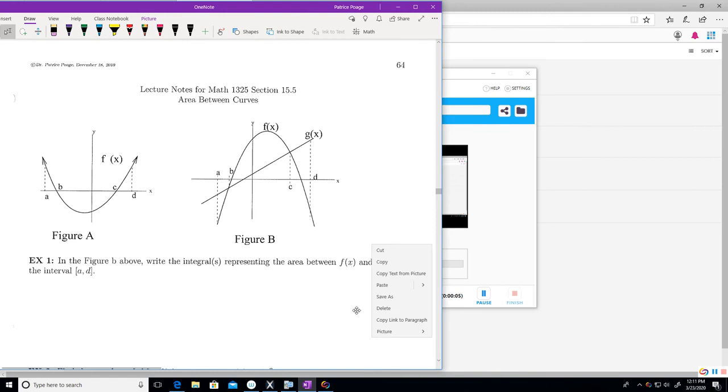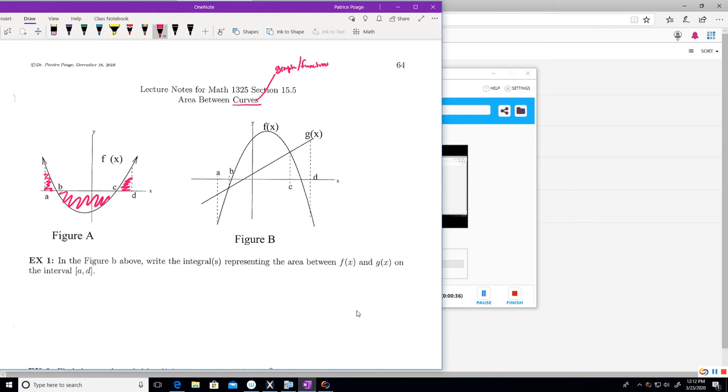This is 15.5, area between two curves. What we did in 15.4 was find the area between a single curve. When it says curves, it just means graphs or equations or functions. So in 15.4, we found the area between one curve, one function, and the x-axis. Like we would find that area there, and there, and there.